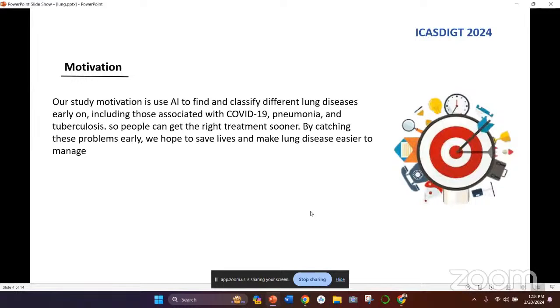Motivation: our study's motivation is to use AI to classify and find lung disease early on, including diseases associated with COVID-19, pneumonia, and TB, so people can get the right treatment sooner. By catching those problems early, we hope to save lives and make lung disease easier to manage.